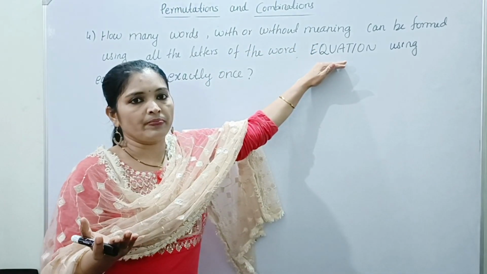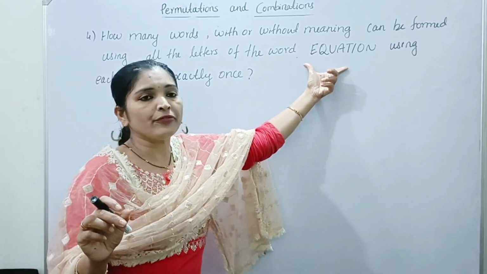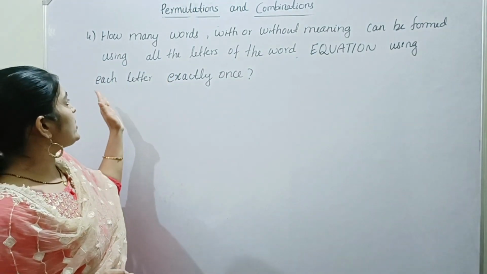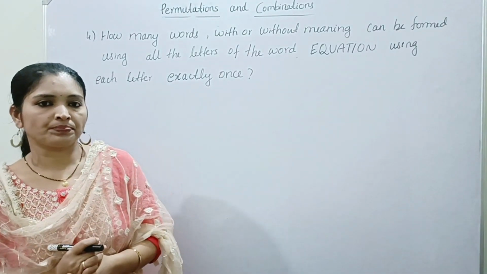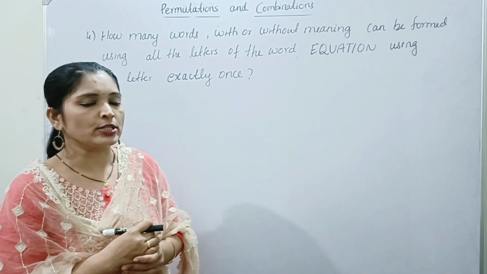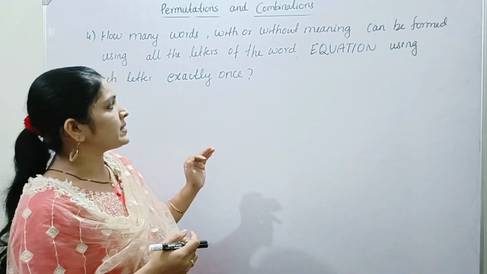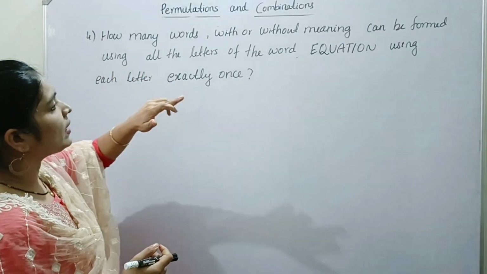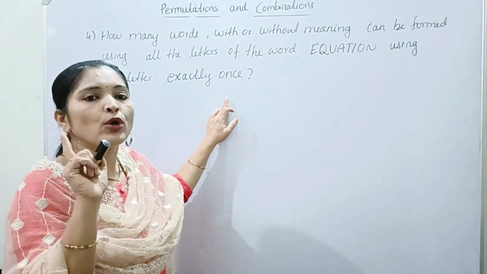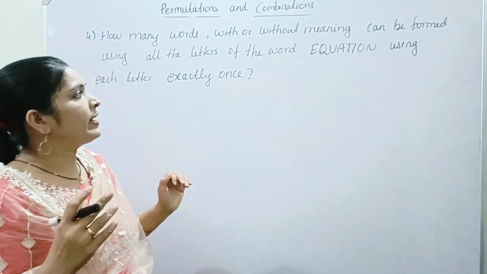So what is the permutation? That means in how many ways we can write 8 letter words from the word. And one more thing, see, it is mentioned that using each letter exactly once. In many questions they will mention repetition, so when you read the question you should be careful. Here it is given that using each letter exactly once. Exactly once means letters should not be repeated. Repetition is not allowed. So what is the formula?